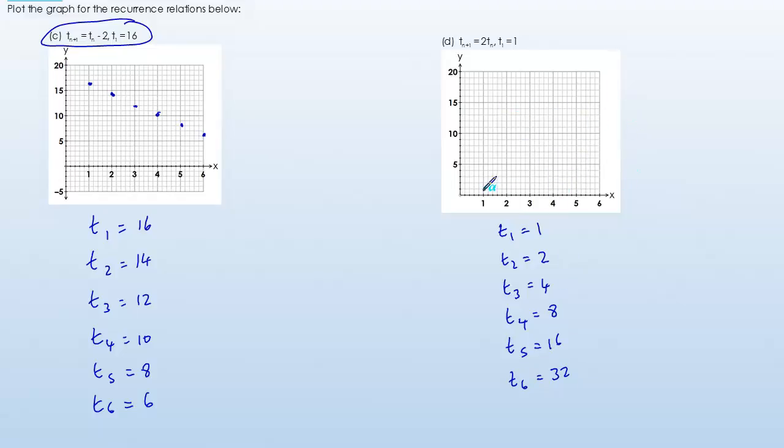So T1 is 1, and we're getting 2, and we're getting 4, and we're getting 8, then we're getting 16, and the next one will be way off the top, up here somewhere. And note once again we've got this exponential curve.